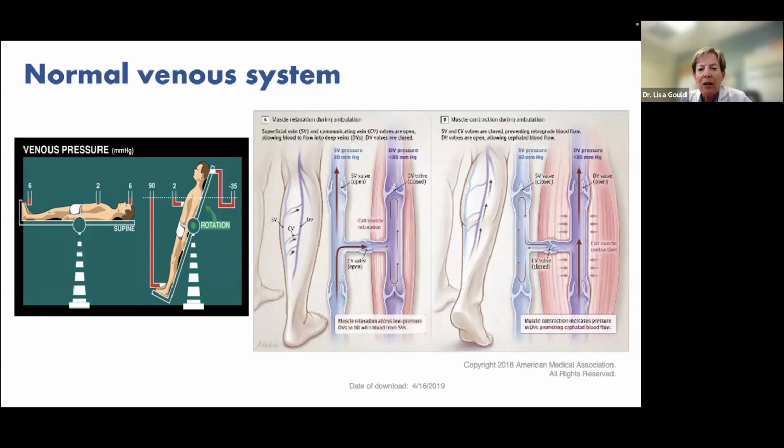On the right is the normal venous system. It's a deep system and a superficial system that's connected with perforating vessels. And there should be one-way flow from the toes back up to the heart. Not only do the valves promote that, but the calf muscle pump promotes that as well. When we walk heel, toe, that helps push the blood back up to the heart through the deep system, and that's when the valves close normally.